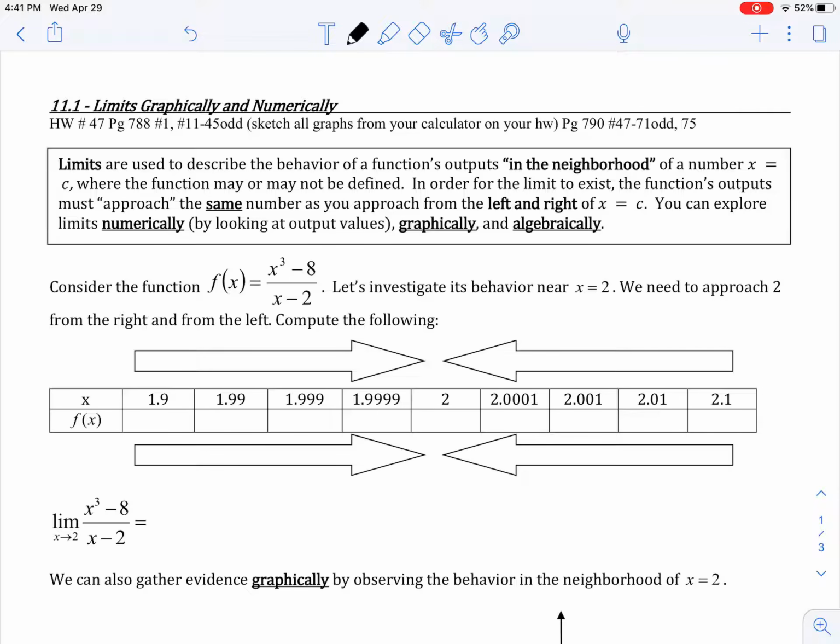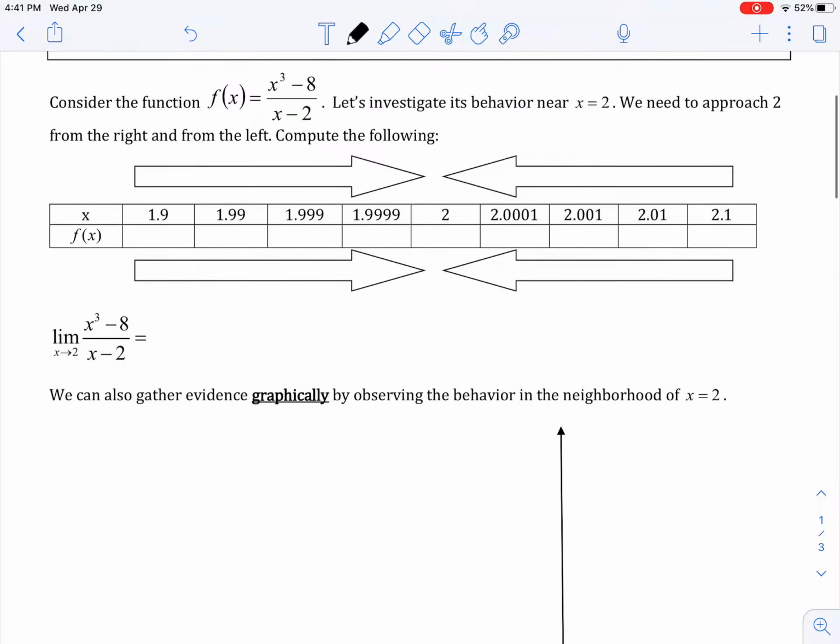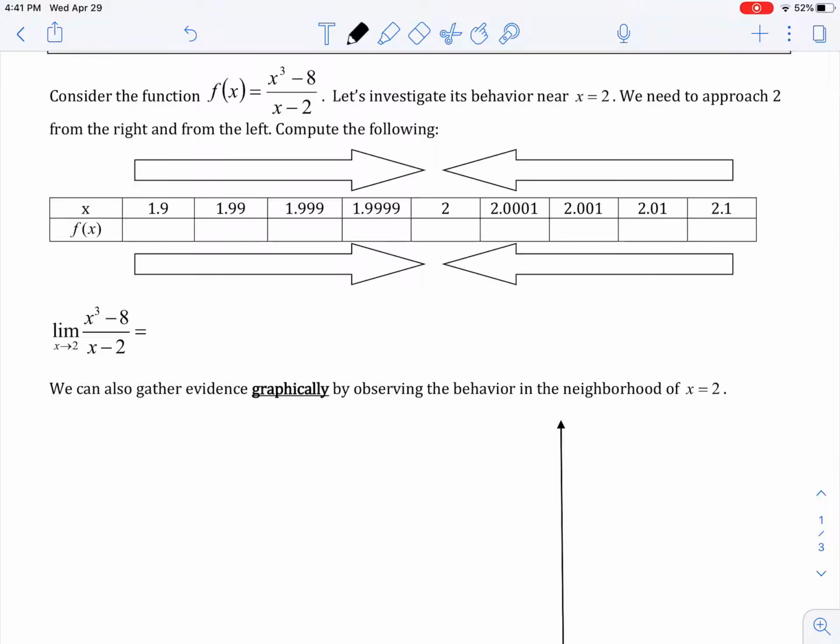So let's start with the function below. We're looking at the function f of x equals x cubed minus 8 over the quantity x minus 2. And what we're going to do right now is numerically look at the limit of this function. If we strip that down, what we're essentially doing is investigating its behavior near x equal to 2. In other words, as we get closer and closer to 2 from both the left side and the right side, how is the function behaving?